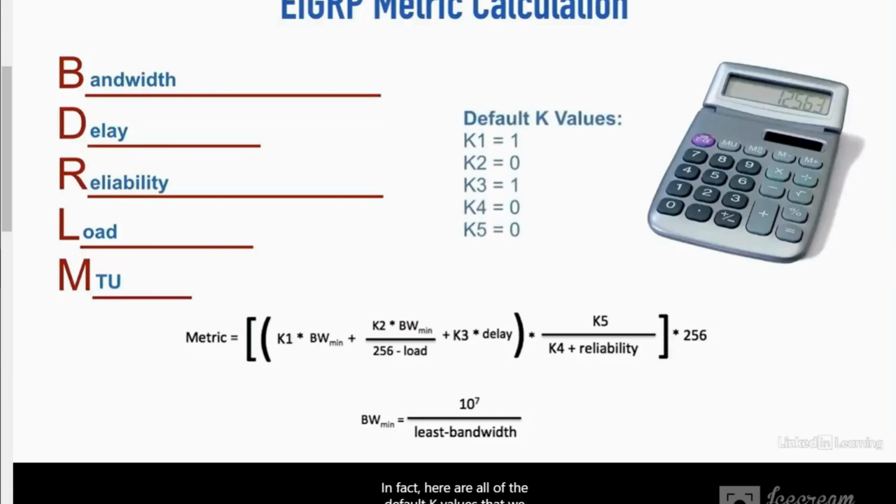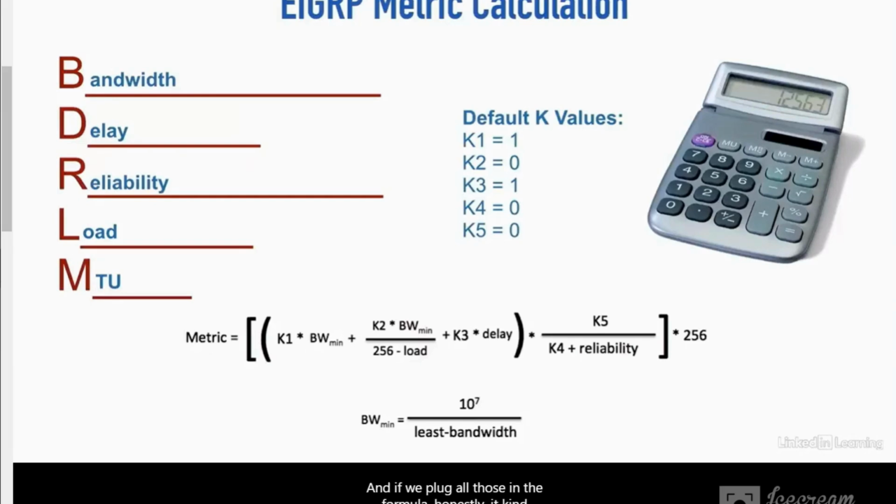In fact, here are all of the default K values that we have with EIGRP. Now, this is with traditional EIGRP. There's something now called named EIGRP, where we actually have a 6th K value. Again, we'll get into that in the NARCI course. This Encore course isn't focused on EIGRP, but notice the default K values. There are 3 of them that are zeros. K2, K4, K5, they're all zeros.